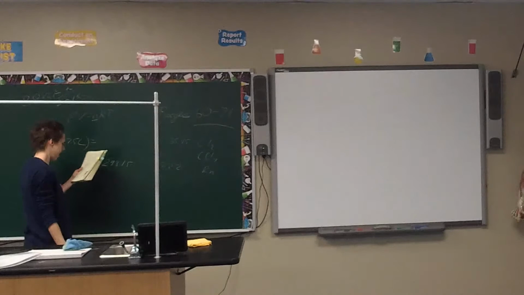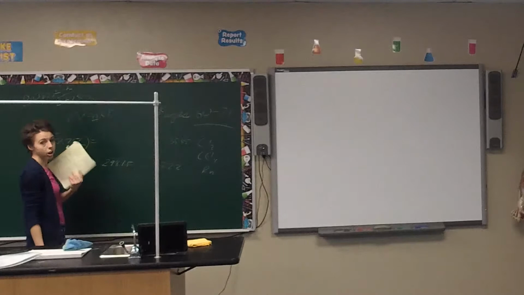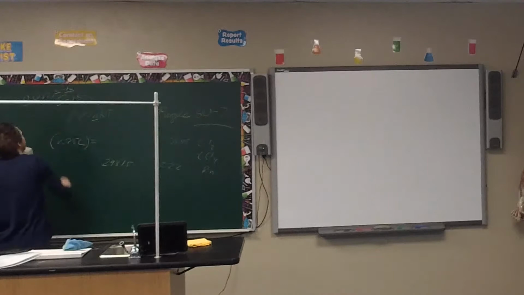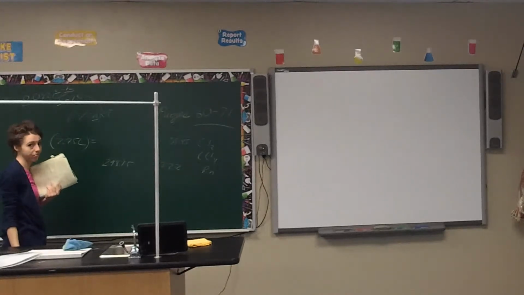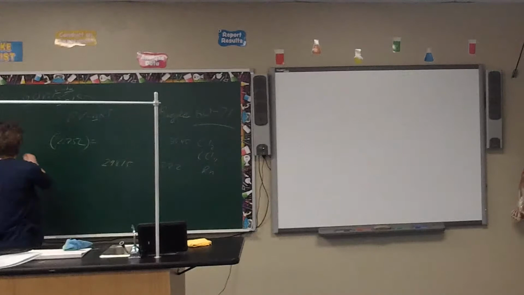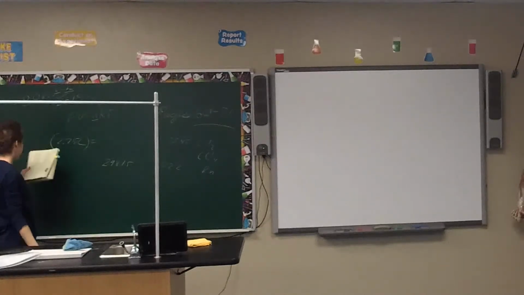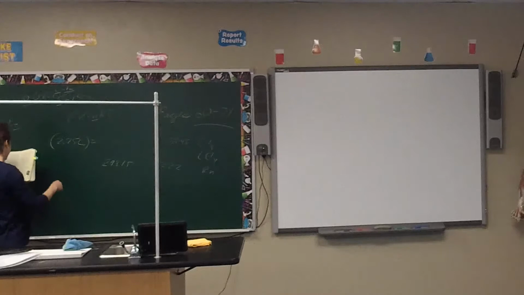Then it says at 780 torr, assuming the gas behaves ideally. Can I use torr in this equation? Nope, I cannot. I have to use atm. So how do I go from torr to atm? I divide. If I start off with 780 torr, I divide by 760, and that will tell me how many atm I get. This gives me 1.026 atm, and that's the pressure.